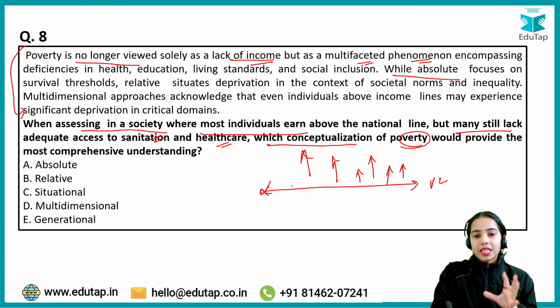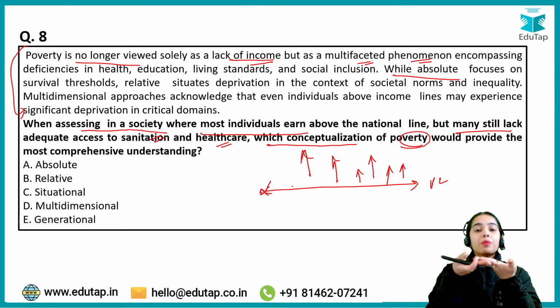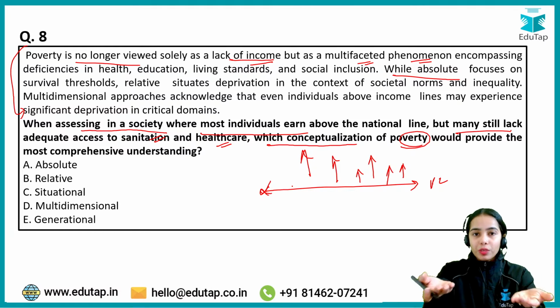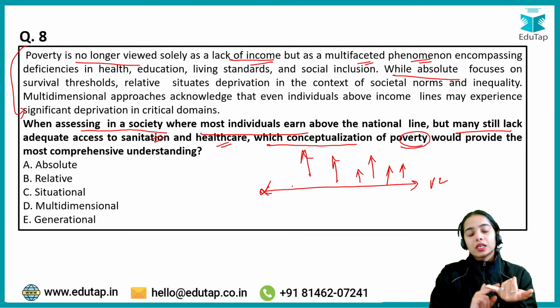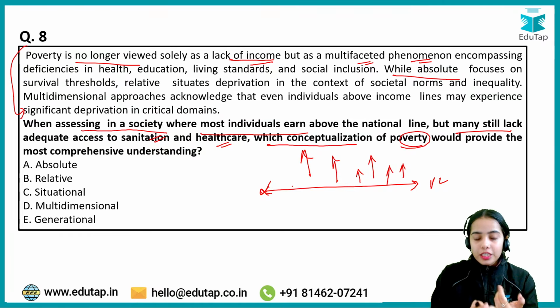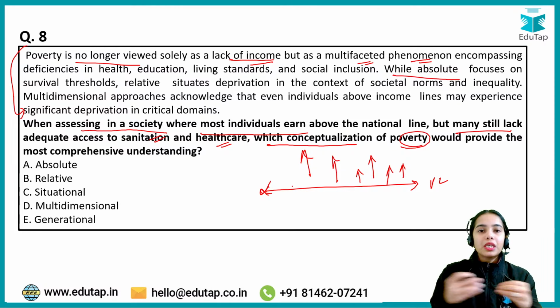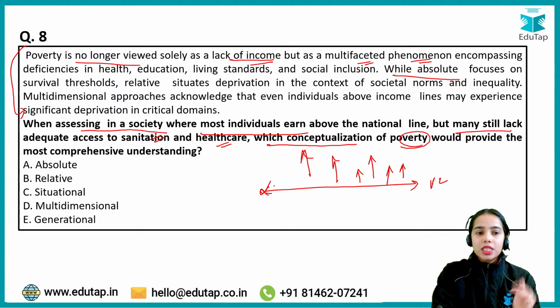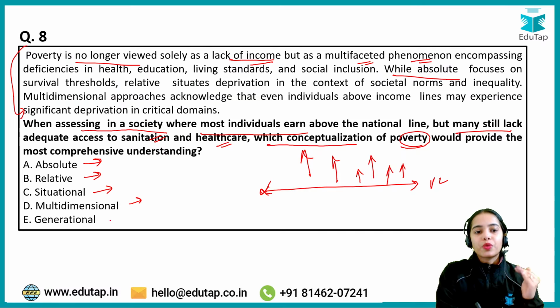So basically it has been said that most of the people are living above the poverty line. So that means most of the people are not in poverty, but even if they are living above the poverty line, they are lacking access to sanitation, they are lacking access to healthcare facilities. So this kind of poverty, where the people might not be under the poverty line, but they are lacking the basic facilities, is it absolute poverty, relative poverty, situational poverty, multidimensional poverty, or generational poverty? What kind of poverty is it? It is multidimensional poverty. Very good.